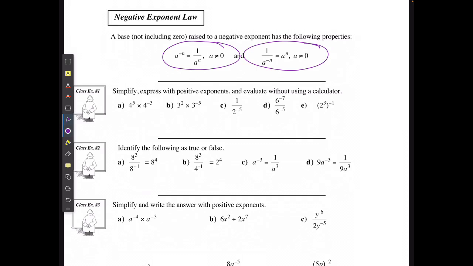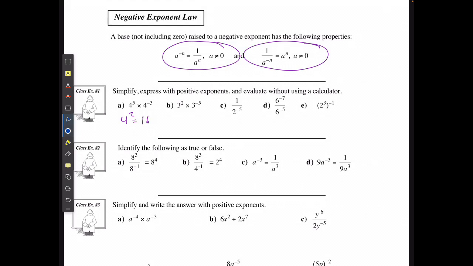So, if I'm going to express these with positive exponents and then evaluate, then I'm going to take 4 to the power of 5 and 4 to the power of negative 3, and because they're being multiplied, I'm going to add them. 5 plus negative 3 is the same as 4 to the power of 2. There's my positive exponent. And then when I solve it, it's just going to be 16.